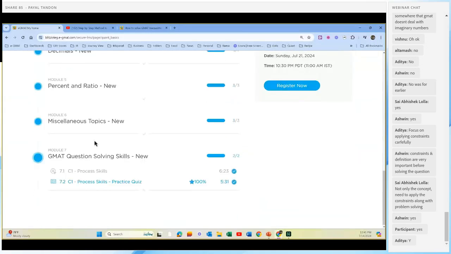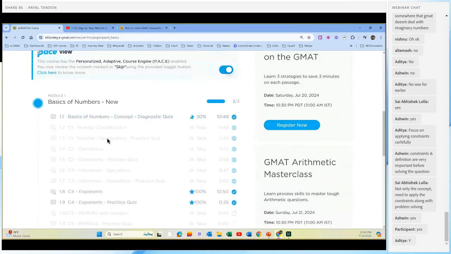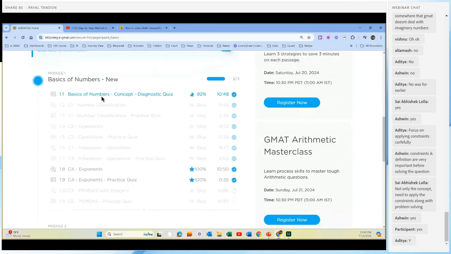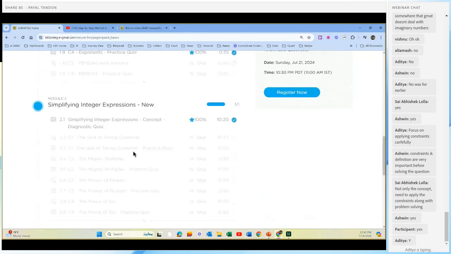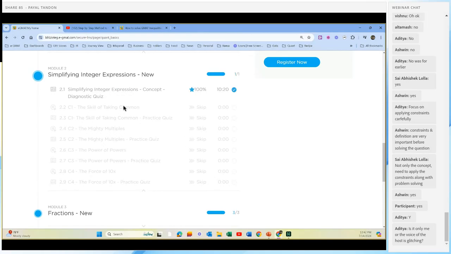While all of these modules are critical, we don't expect you to go through everything if you know things, right? Basics of numbers. So the student did the basics of numbers concept quiz. He got a 92%, which meant that the only mistake he made was in the exponents file, which is what he did. And then he cemented his knowledge and he basically moved on. Likewise, simplifying integer expressions, he answered everything correctly in the diagnostics, so he was asked to skip everything. Now he can always go back and attempt these files, right?